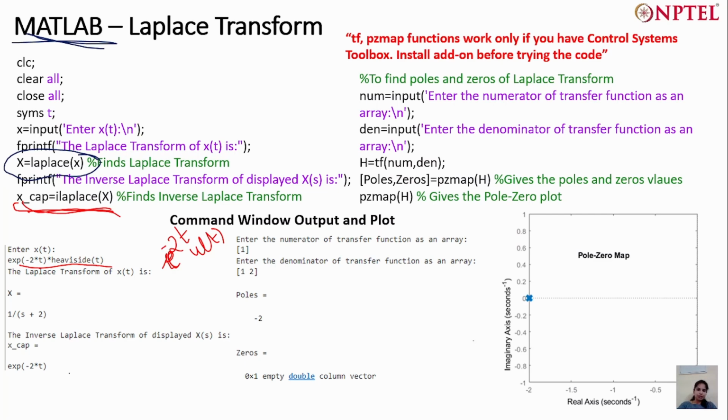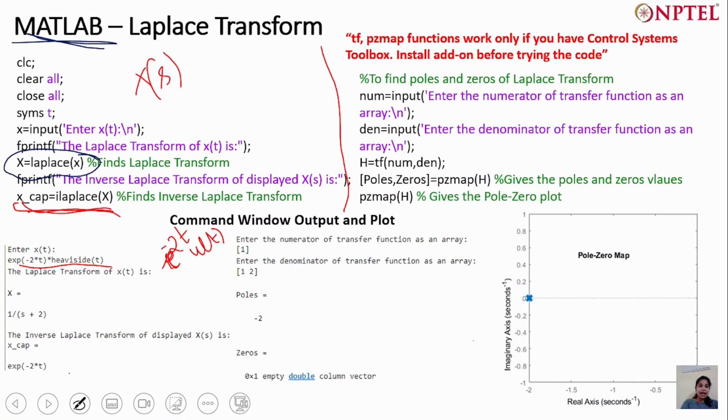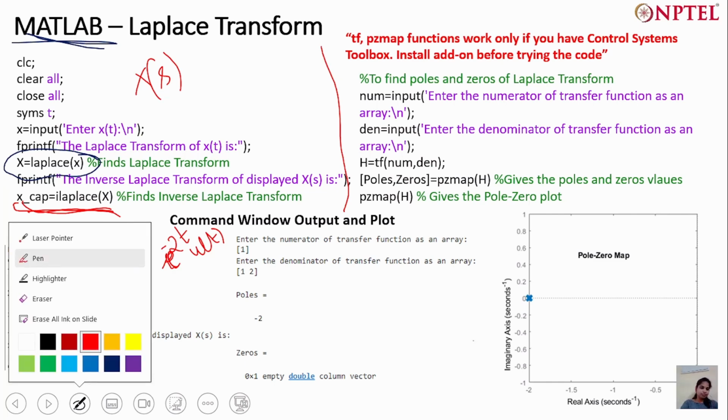So this is the first part. Now say you have a transfer function, that is you have some x of s, and you want to find the poles and zeros of that x of s. How do we do that? That is the second part.